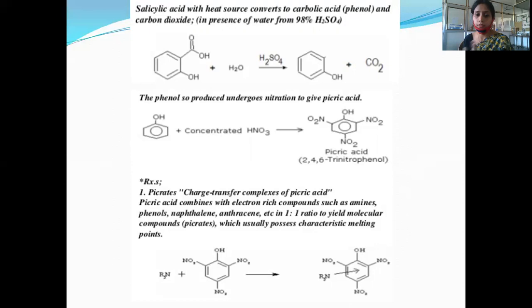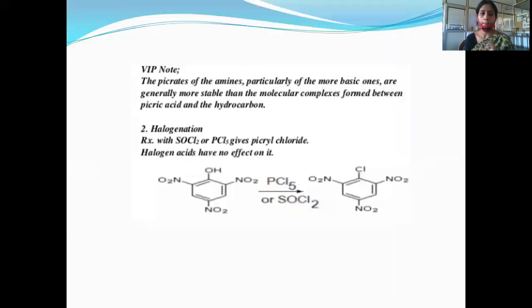It forms a charge transfer complex, and we get these complexes, which are called picrates. They are in the ratio of 1:1, which means if there is one molecule of picric acid, there is one molecule of the donor also. Such compounds have characteristic melting points. A very important thing to remember is that the picrates of the amines, particularly of the more basic ones, are generally more stable than the molecular complexes formed between picric acid and the hydrocarbons. Why? Because of this charge transfer complex.